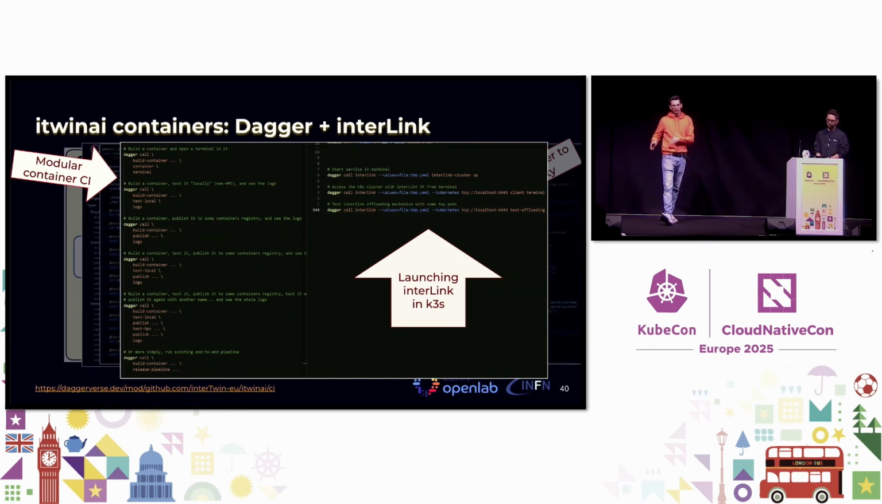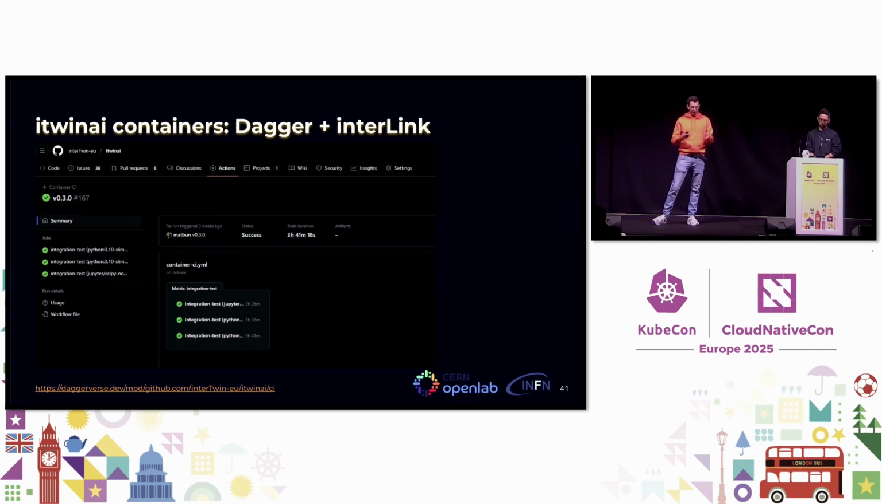Whereas on the right, we have some examples of how to spawn interLink and submit jobs from the same Dagger pipeline. So you could even just use interLink without caring about all the rest. On the right, you have some examples of how to do that. So let's see an example.